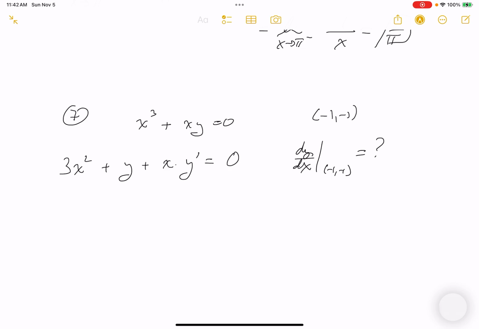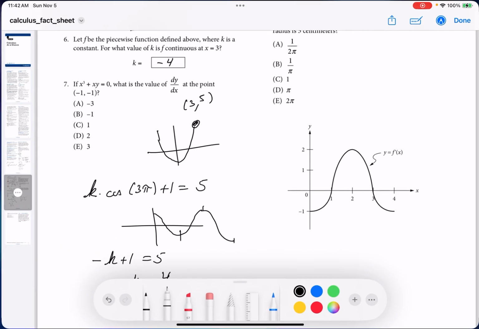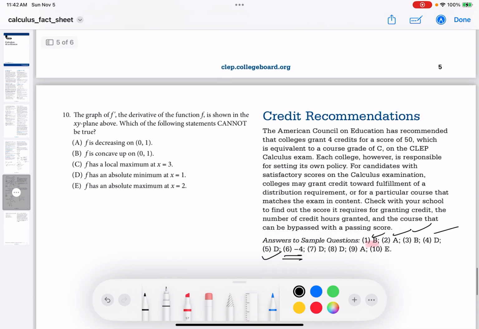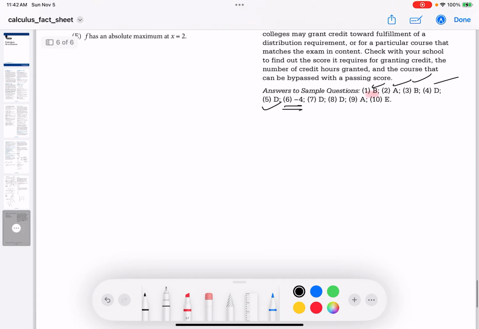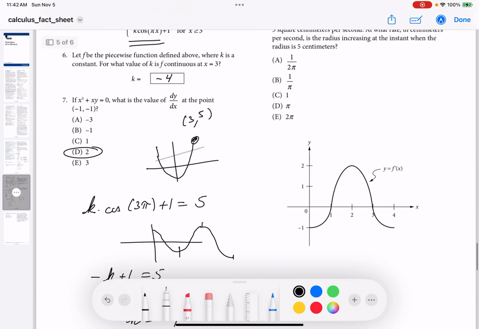Let's plug it in now. What are we plugging in? Minus 1, minus 1. So you can get 3 minus 1 minus y prime is equal to 0, and you can get 2 minus y prime is equal to 0, or y prime would have to be equal to the number 2. So I'm going to say that I know the derivative now. This is 2. I'm going to go back to the problem set and see if that answer is being listed. And it is. It's choice D. Let's just check that out, 7D. Oops, sorry about that.